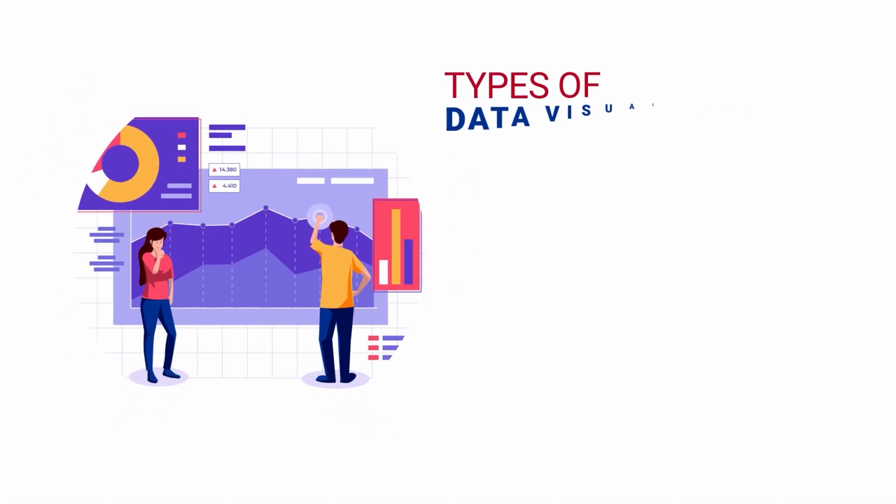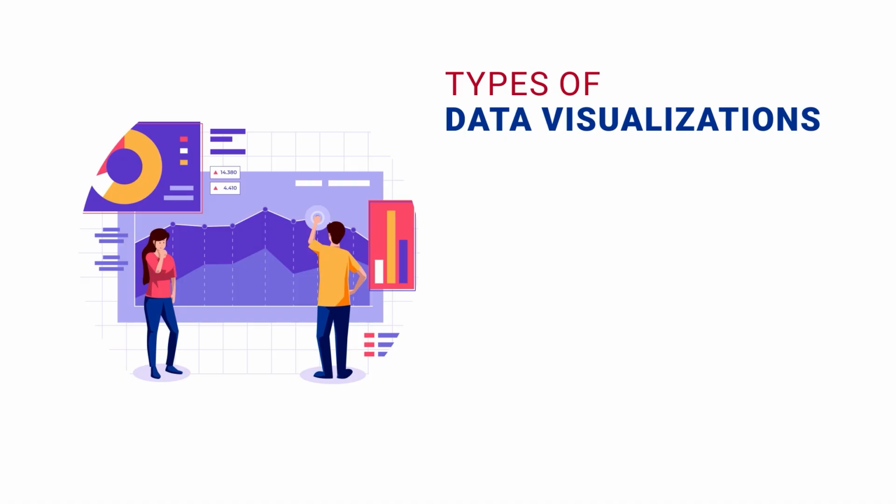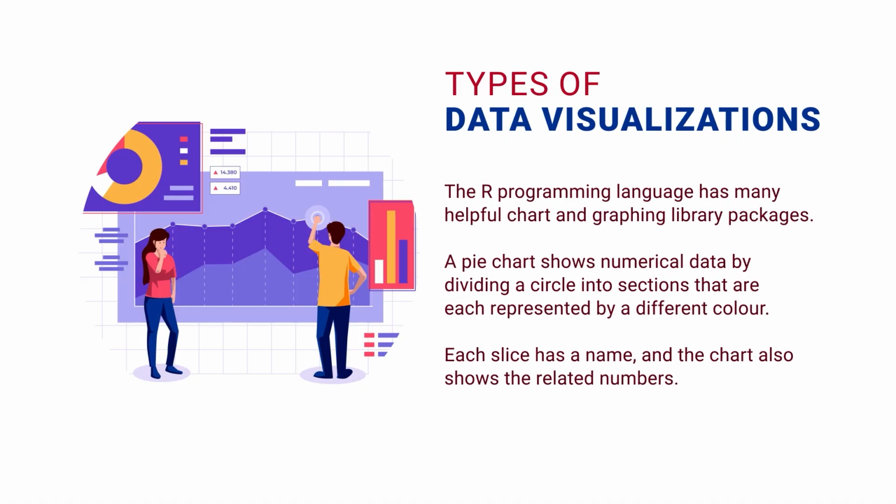There are different types of data visualization techniques that exist in R. All the charts, like the pie chart, the bar chart, and the line chart, are already there. They are very easy to access, understand, and implement in R. You just have to write two or three lines of code to get your desired output. The R programming language has many helpful chart and graphic library packages.